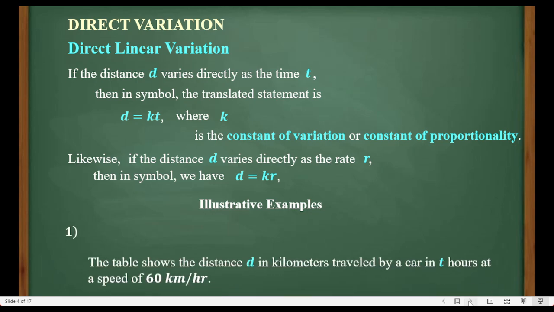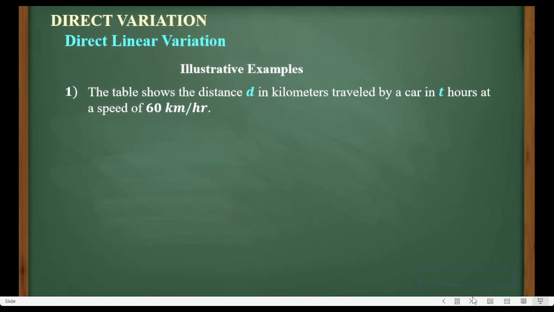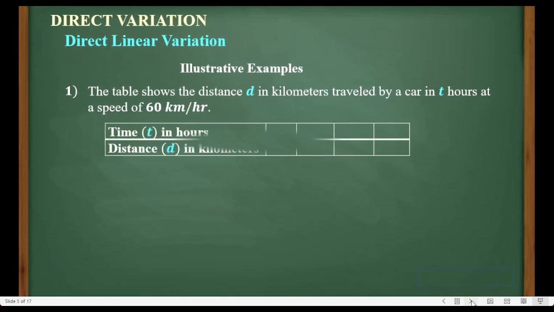Take for example, the table shows the distance d in kilometers traveled by a car in t hours at a speed of 60 kilometers per hour. Now let us consider this table of values. The first row of values is represented by the time t in terms of hour, and the second row of values are the distance in kilometers represented by small letter d.